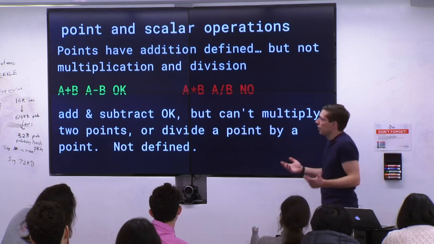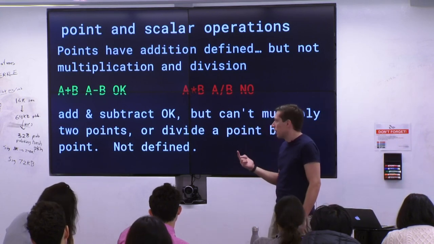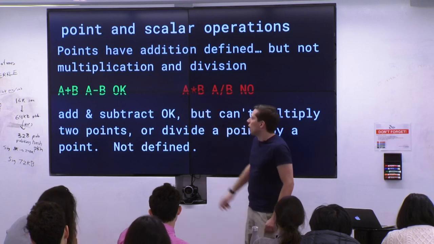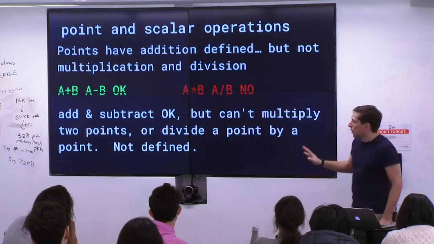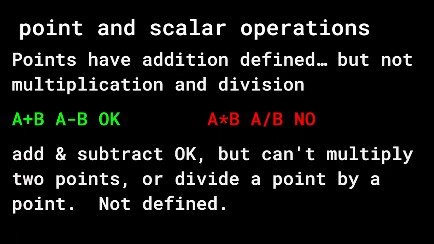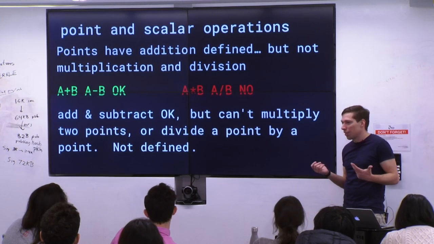Like, it's not something in this system, right? It's a group. You've got one operation. You don't have this other one. So you can add and subtract points, but you can't multiply them. Any questions about this? This is pretty important, you know, make sense?